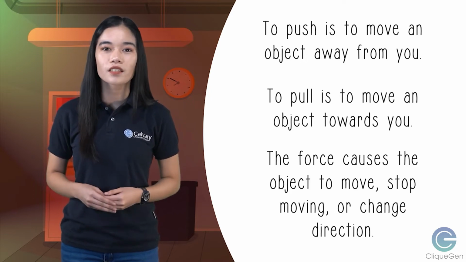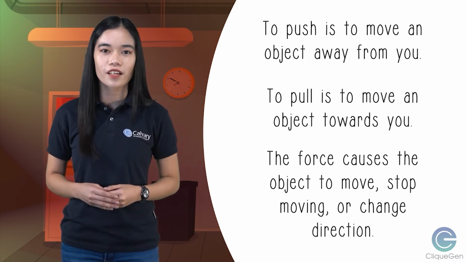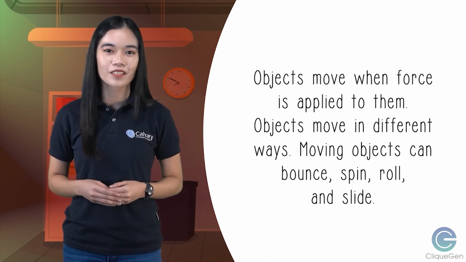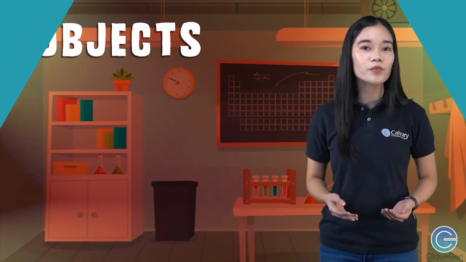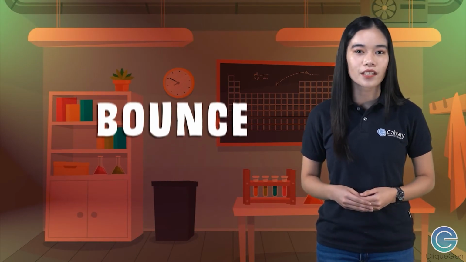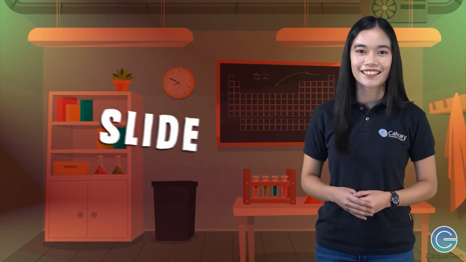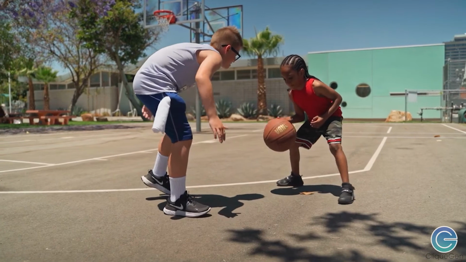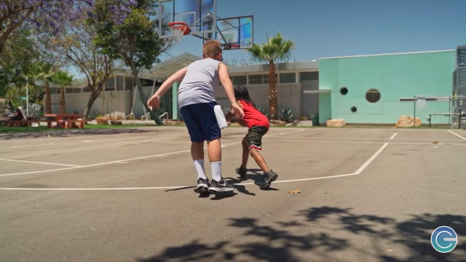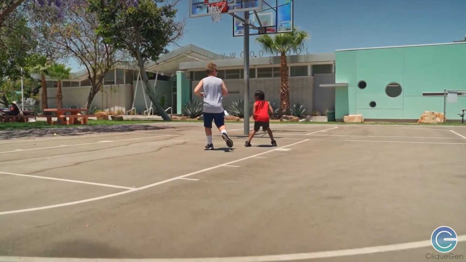The force causes objects to move, stop moving, or change directions. Objects move if a force is applied to them. Objects move in different ways. Moving objects can bounce, spin, roll, fall, and slide. When a player dribbles a ball on the floor, it is bouncing. A bouncing ball moves up and down. It can also move forward and backward.